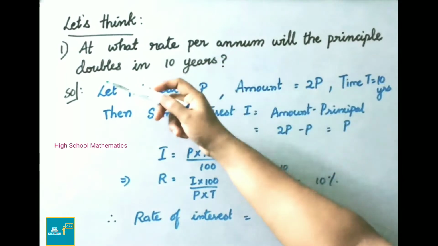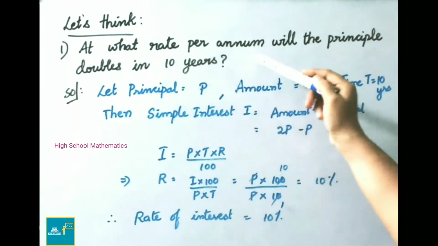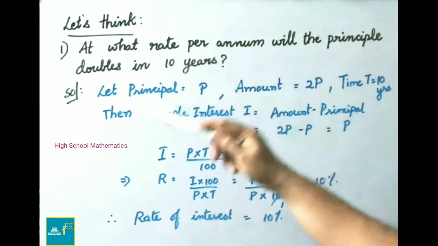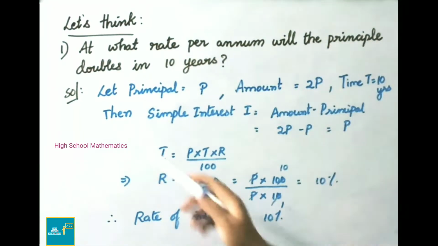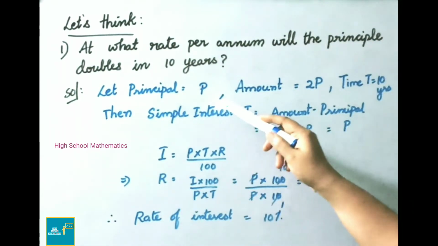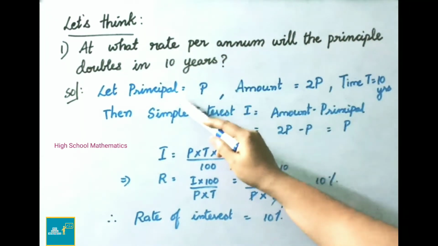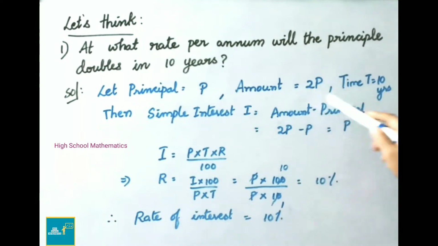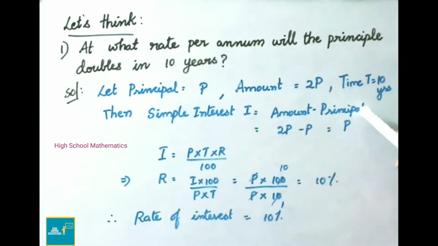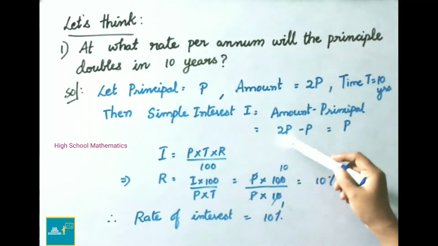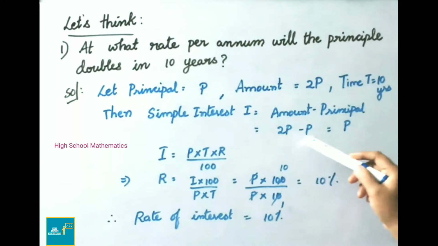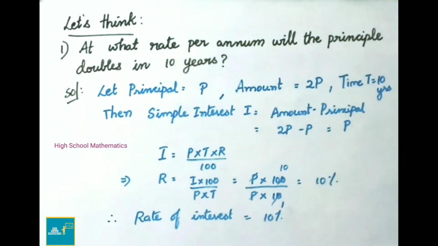See, let's think first question. At what rate per annum will the principal double in 10 years? Let us see the solution. Let principal be equal to capital P. They have given principal doubles, that means 2 times. Amount is double the principal amount, so 2P. Time they have given as 10 years. Then simple interest I equals amount minus principal, that is amount 2P minus principal amount P. 2P minus P is capital P.